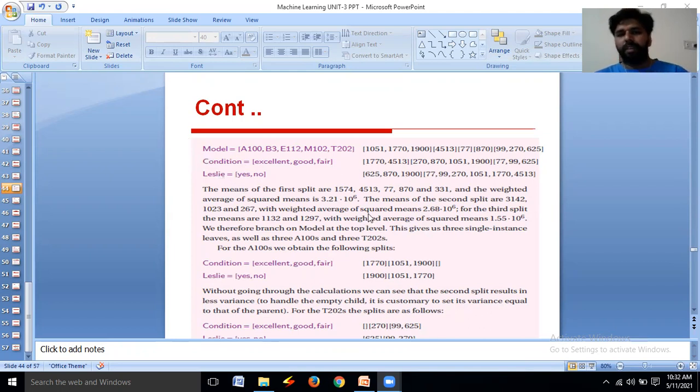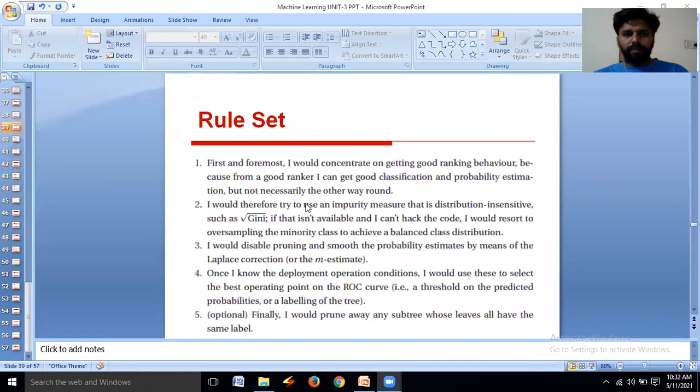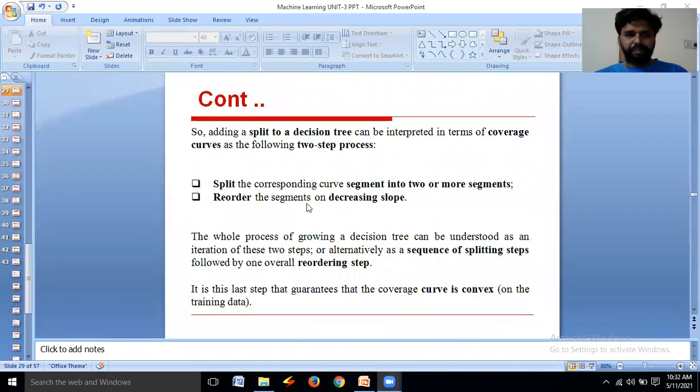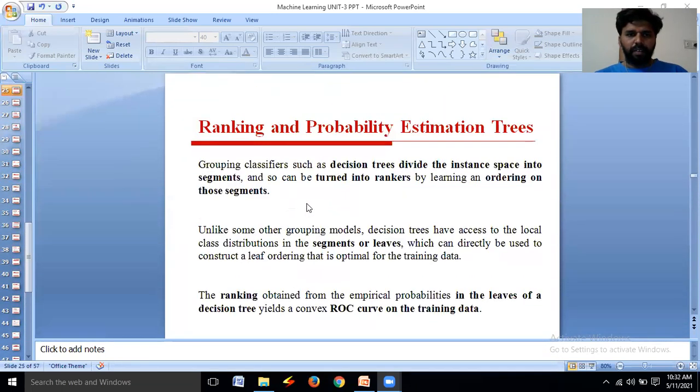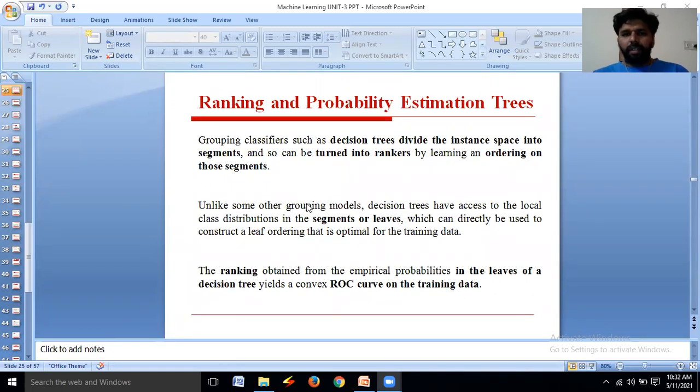That's it. I will explain all these concepts in my next video. Now move to the current concept, that is ranking and probability estimation trees. I just introduced how to calculate the rank. This is ranking. What we are doing here is ranking.